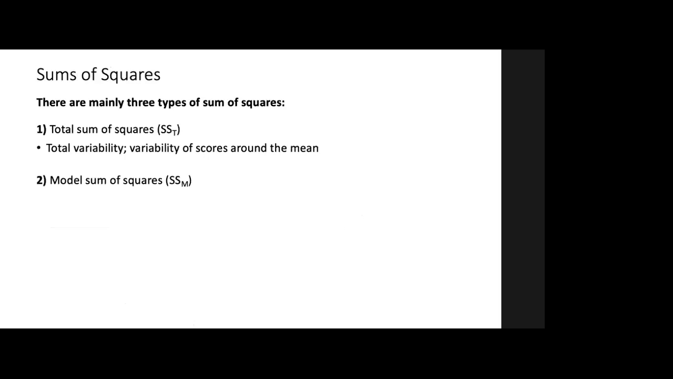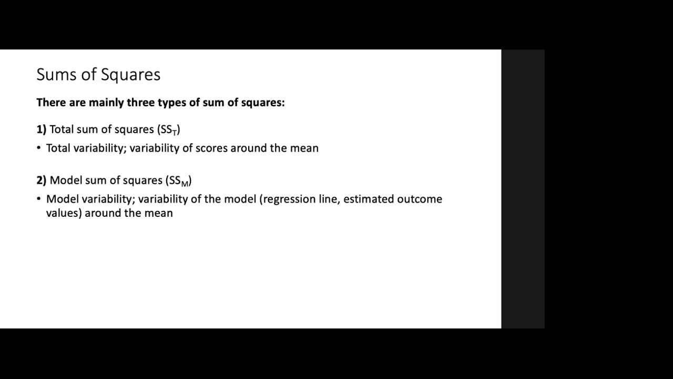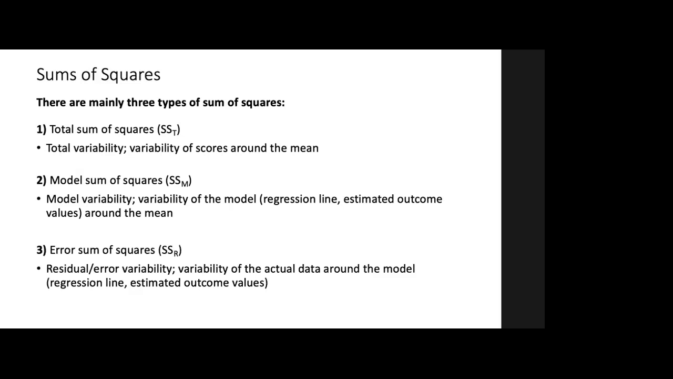So let's just review what is meant by sum of squares and why they are important. We have three main types of sum of squares. The first one is the total sum of squares. A total sum of squares is just the total variability.